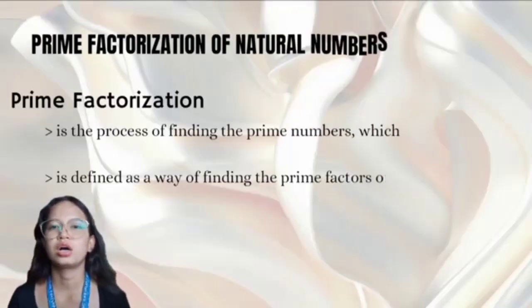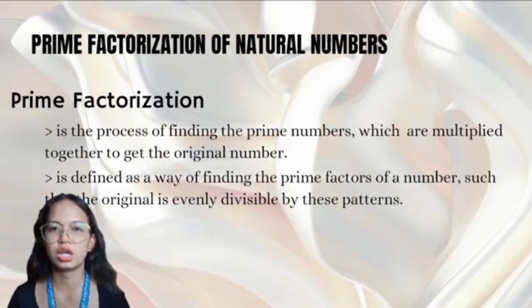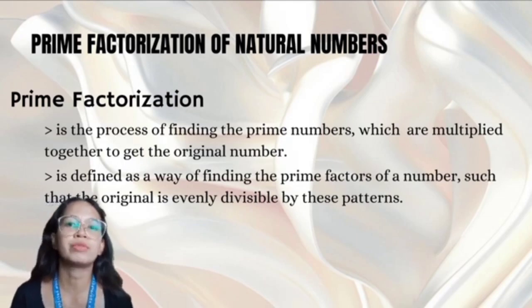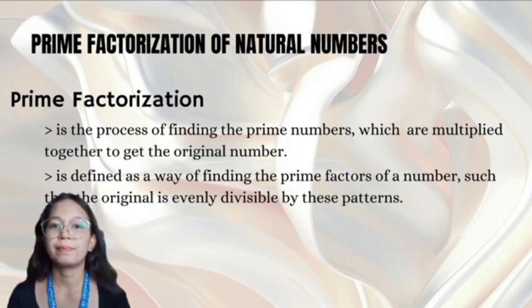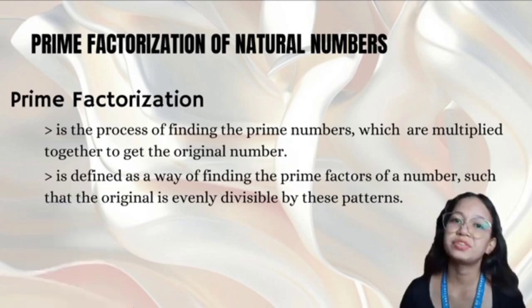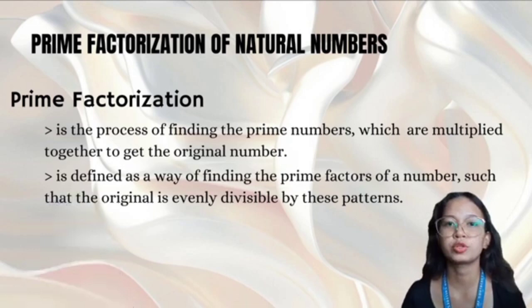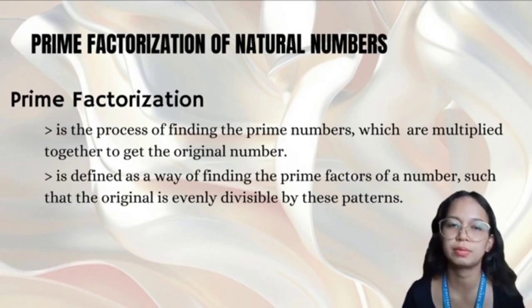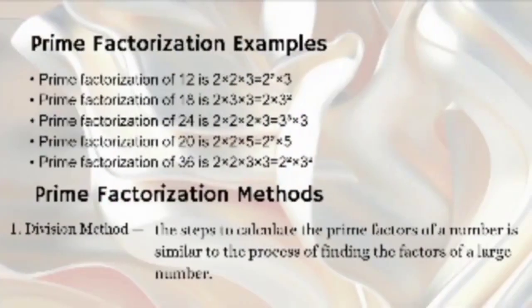Let's proceed to the prime factorization of natural numbers. Prime factorization is a process of finding the prime numbers which are multiplied together to get the original number. It is defined as a way of finding the prime factors of a number such that the original number is evenly divisible by these factors. These are examples of prime factorization.